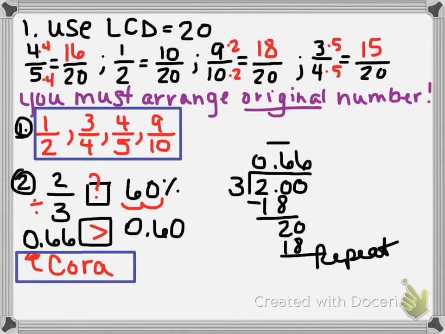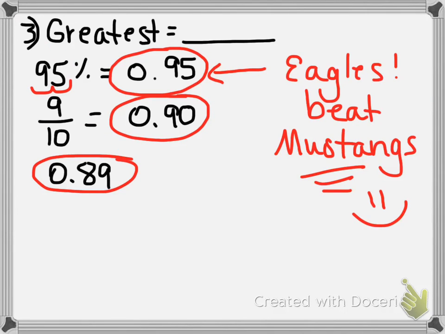Okay, go to the next page for number 3 and the explanation in the table of the team that has the greatest fraction of wins. All right, you can change all of the fractions to decimals. That makes it easy. 95%, again, percent to decimal, pedal to the left. 9/10 is easily written, and then 89 hundredths is already given. If you compare those 3 decimals, the one that has the greatest number is 95 hundredths, which is the Eagles. So the Eagles beat the Mustangs.